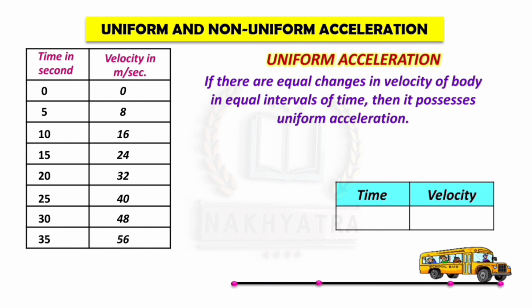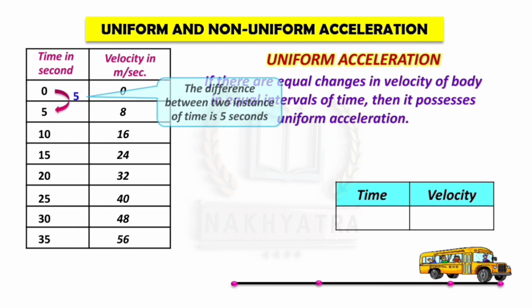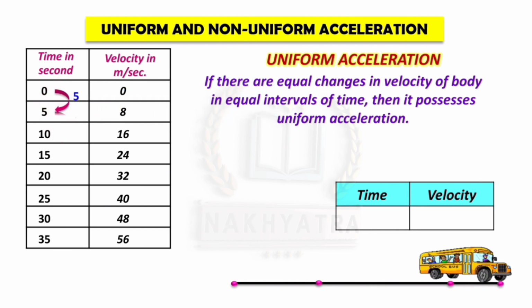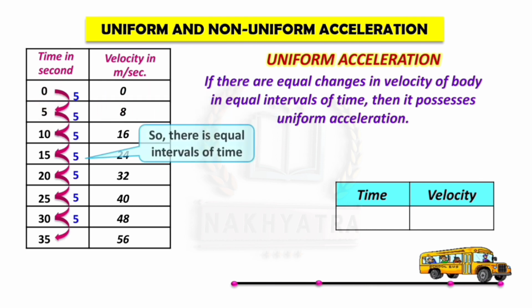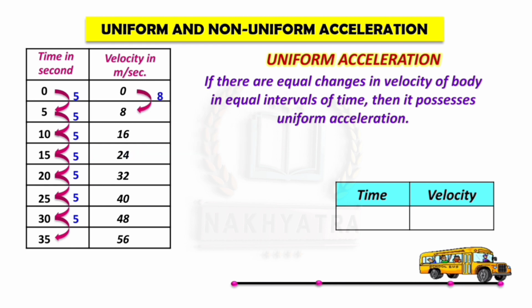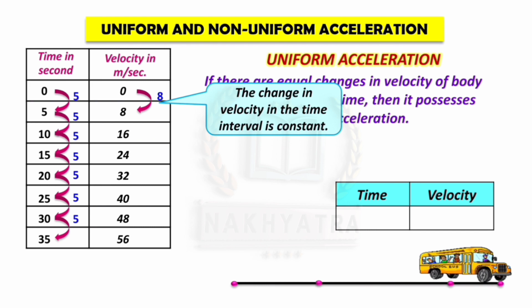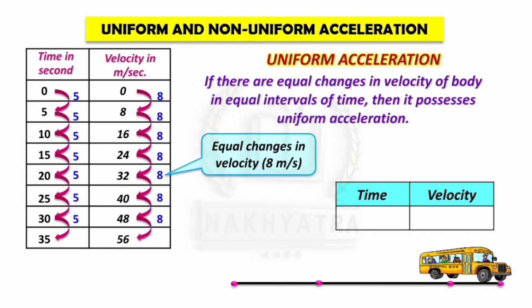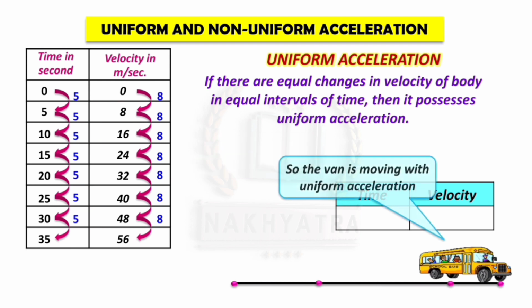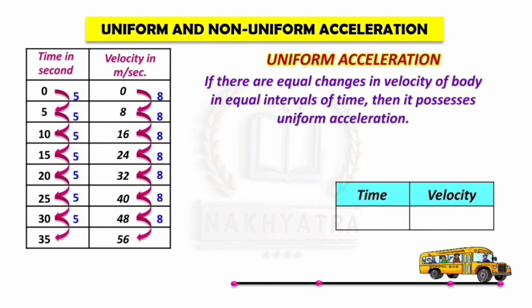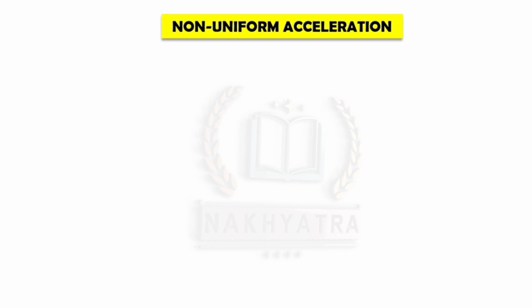Okay, now see here, as you can see, the difference between two instants of time is 5 seconds, right? Can you see it? So we can say that there are equal intervals of time. Now see here, the change in velocity in the time interval is constant. Here it is constant, so equal changes in velocity, that is 8 meter per second. So we can say that the van is moving with uniform acceleration. Is that clear?